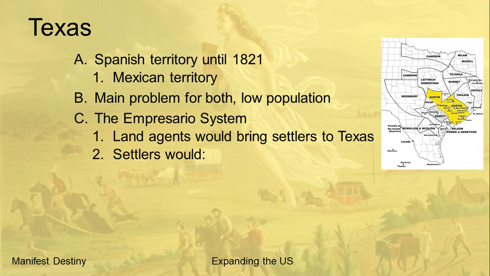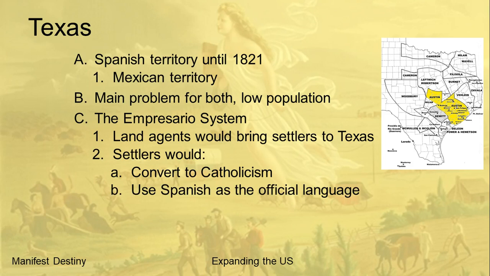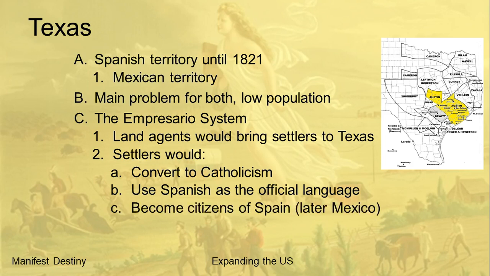Now, part of the agreements that everybody would sign off on is the settlers are going to do a couple things. They're going to convert to Catholicism, because that is, of course, Spain's religion. They're going to adopt Spanish, and they will use Spanish as the official language, and they will learn Spanish. And they will also agree to become citizens of Spain, and once it becomes Mexican territory, they will agree to become citizens of Mexico. Okay? These are required of the settlers who are going to move in.